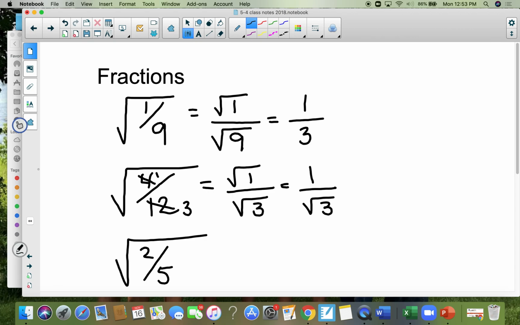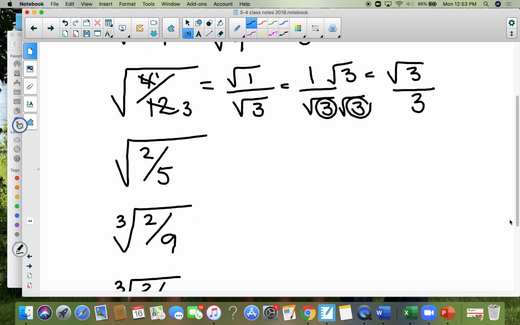There's a rule in math that says you can never leave a radical in the denominator. So I need to multiply the top and the bottom by the square root of 3 so I can get rid of the square root of 3 on the bottom. The top is going to be the square root of 3. On the bottom you have 2 underneath, I can take 1 out. So that's my final answer, square root of 3 over 3.